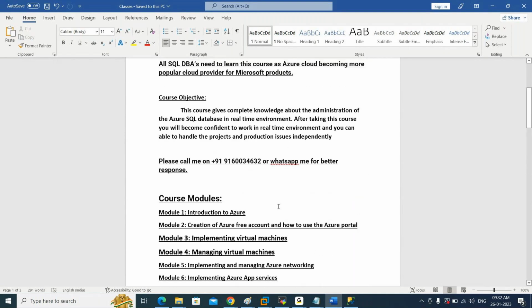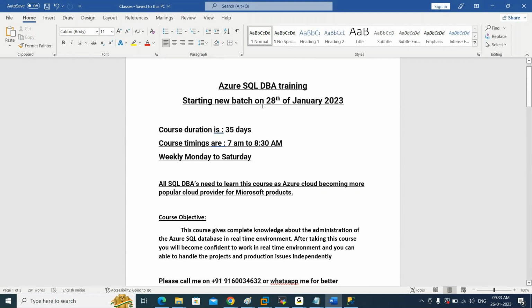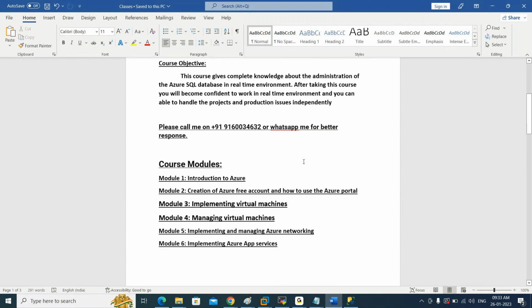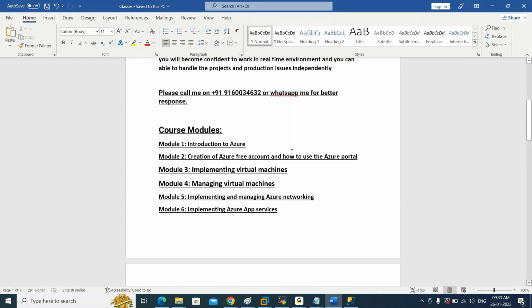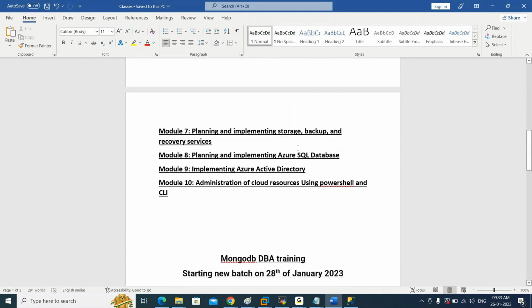So for anyone looking to learn Azure SQL DBA, this is the best content I'm covering here. It's not just SQL, I'm covering infrastructure also, because SQL runs on top of the Azure platform. So we need to understand the platform also, how to make SQL work better with all the statistics. We're going to discuss the whole platform. Then we'll talk about the PaaS environment, then the migration strategies, then the automations, and what kind of automations we can do on the Azure platform.